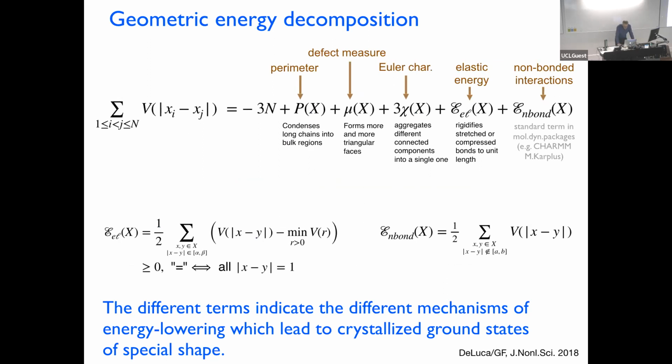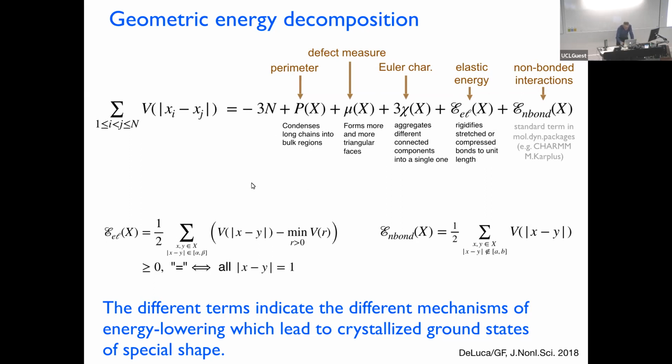So here's the geometric energy decomposition again. For a soft potential, you have 6 terms. For the Heitmann-Radin, the last 2 are gone, so you only have 4 of them. So no elastic energy for Heitmann-Radin: either you're bonded or you don't interact at all, and also no non-bonded interaction, because it's short range. So it's -3 times the number of particles, plus perimeter, plus defect measure, plus Euler characteristic.